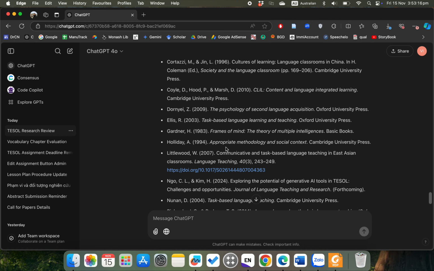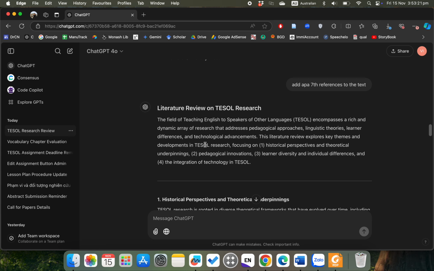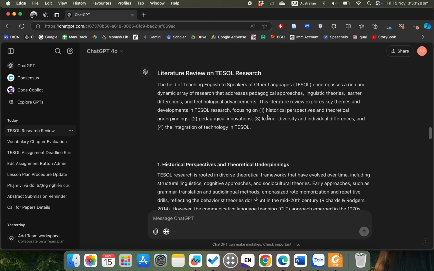Now, all right, let me have a closer look at the text to see if there is anything we can comment on. The key themes are a historical perspective, pedagogical innovation, learner diversity and individual differences, and the integration of technology in TESOL. Alright, so these are just themes that the AI detected. It's not necessarily true or not.